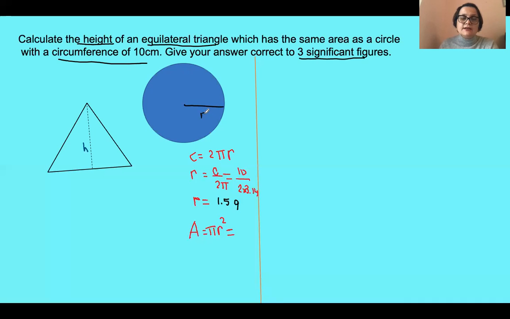Now, why do I need the r? Because I need the area actually, because the question says the circle and the triangle both have the same area. So by finding out the area of the circle, I find out the area of the triangle. So now I'm going to substitute into this formula here. Let's put this as step number 1, step number 2.